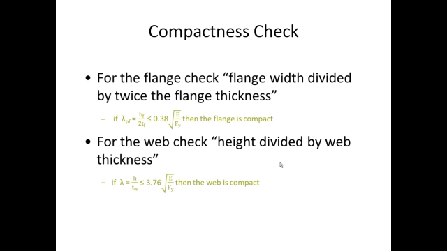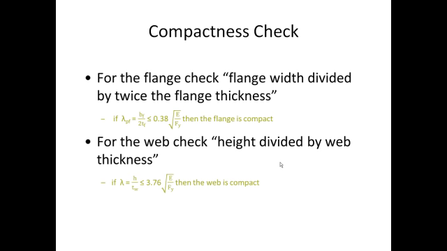Now what you do is you compare that parameter to, as it's shown on the screen, a value of 0.38 square root of E over Fy. Again, when Fy is 50 ksi or smaller, the vast majority of our beams will be compact for their flanges.